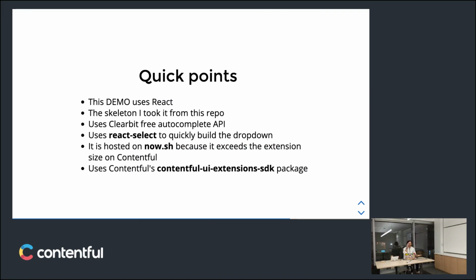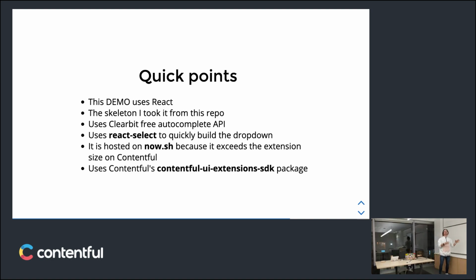So just a couple of quick points, so you have the full context of this entire thing. This demo uses React. It's basically a small React app that is ejected. I took a skeleton from GitHub. A guy already did the whole ejection, hooking the SDK type of stuff, so I was like, well, this is already done for me. I don't need to redo it. Use the Clearbit free API to get the information. Use the React Select component that you can get from NPM just to get the dropdown and refreshing that endpoint quickly.